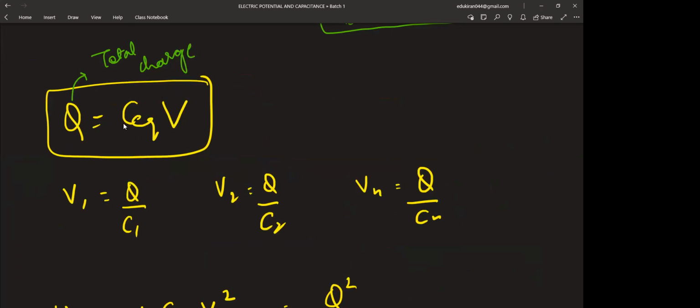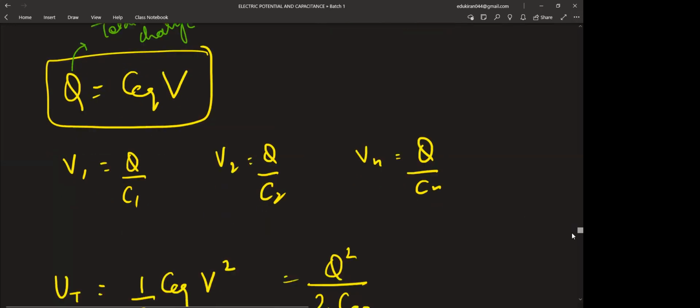Total charge will be the total capacitance, which is the equivalent capacitance, multiplied by the total voltage. Fine. Now, suppose a question comes to tell the individual voltages of the capacitors. What will you do? Q by C1, Q by C2, with which method we have calculated. For individual capacitance, C1 is equal to Q by V1, right? Like this you can also use the formula. But what about the charge? Charges would be the same in all of them.